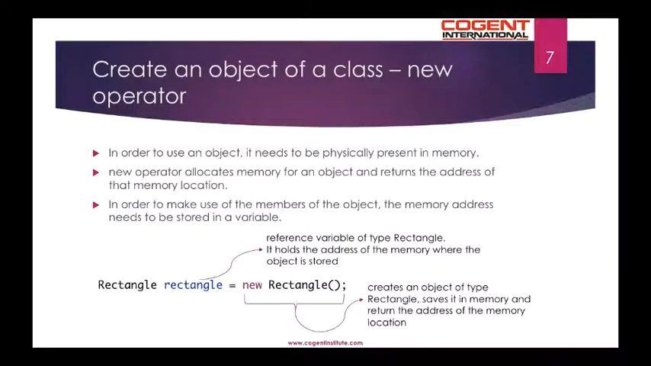Rectangle rectangle = new Rectangle. In this, the rectangle in all lowercase is the reference variable of type Rectangle. It holds the address of the memory where the object is stored. New Rectangle creates an object of type Rectangle, saves it in memory, and returns the address of the memory location.